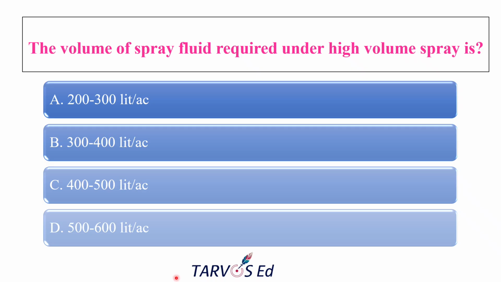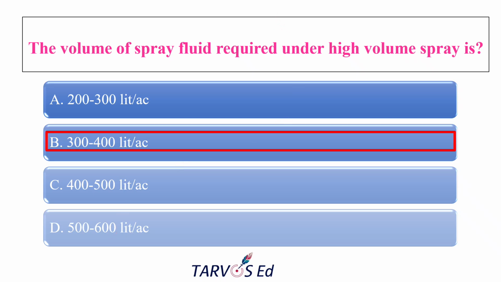And the next question is the volume of spray fluid required under the high volume spray. Remember one thing, sprayers are different, right? High volume sprayer, low volume sprayer and ULV sprayer, that is ultra low volume sprayer. Here the question is asked like under high volume sprayer, how much volume of spray fluid is required? The options given are 200 to 300 liter per acre, 300 to 400, 400 to 500, 500 to 600.